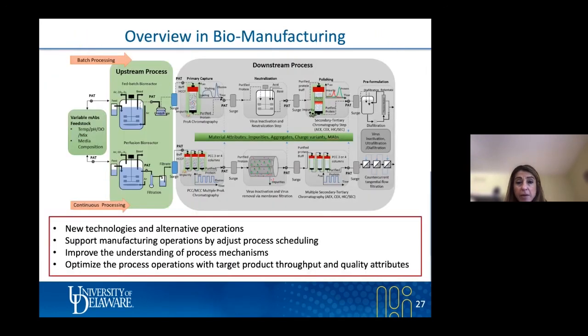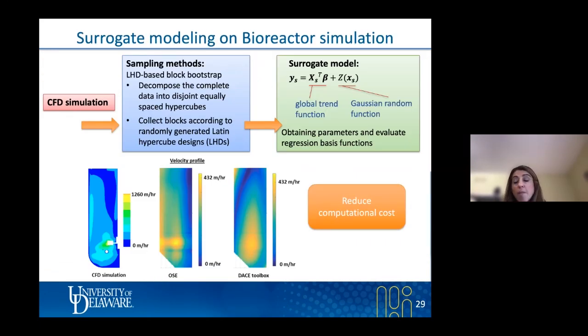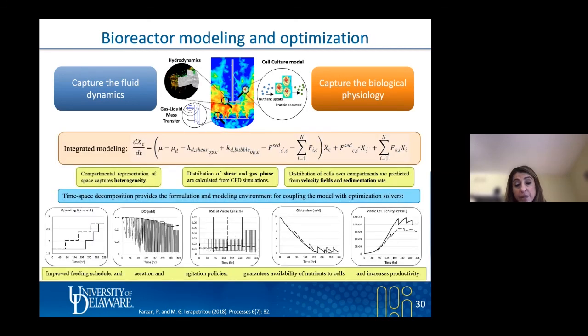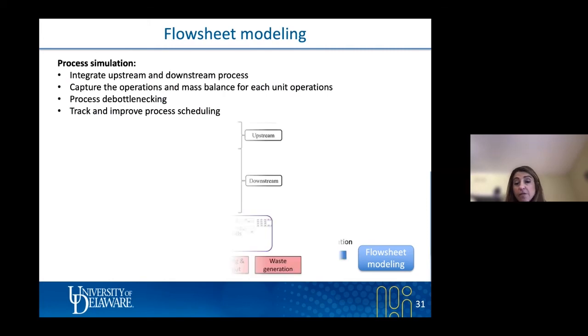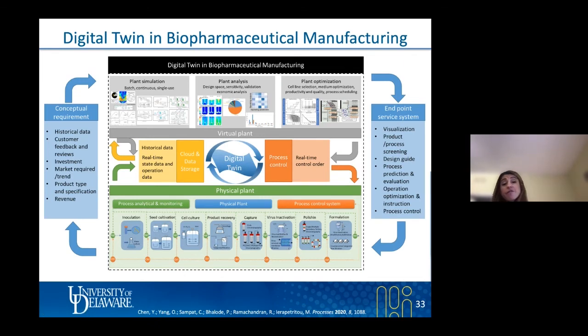So I'm going to skip the bio part because we lost some time, but we have done some additional work towards these ideas in biologics production, starting with upstream, focusing on the bioreactor, building surrogate models to capture the most important information for the bioreactor, and then connecting the different tools to bring the different units together to build the flowsheet model. In this way, we'll be able to analyze the economic benefits of going from batch to continuous processes, and then performing different scenarios by increasing the capacity of the plant, by increasing the upstream titer of the plant, and so on.